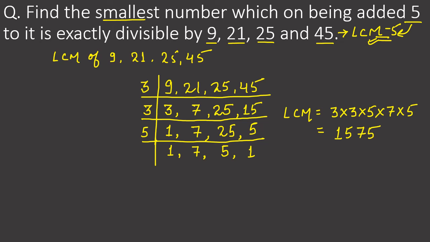Now this 1575 is exactly divisible by 9, 21, 25 and 45. But the number which we require is 5 less than 1575. Therefore, required smallest number will be equals to 1575 minus 5, that is 1570.